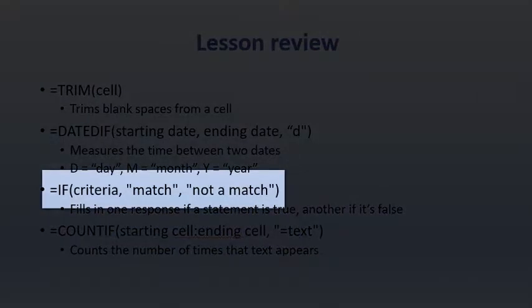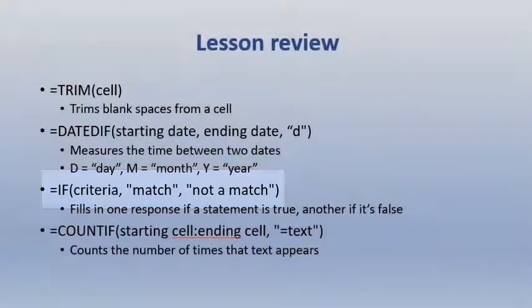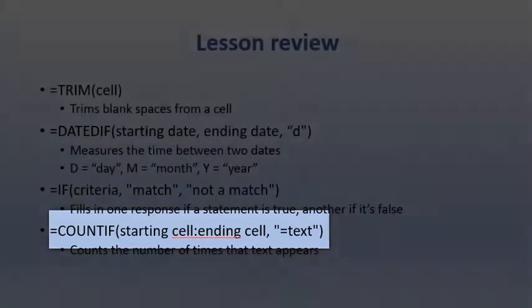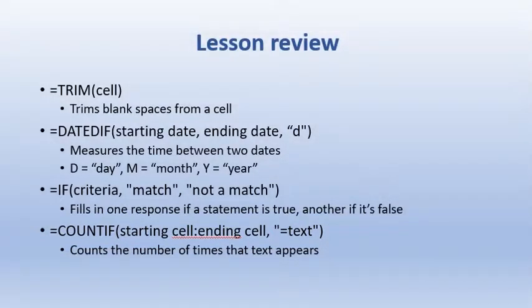And then the IF-THEN statement. If, quote, one criteria, comma, then it was a match. But if it didn't happen, then comma, not a match. And this fills in one response if a statement is true, and another if it's false. And of course, you had the COUNTIF statement. So equals COUNTIF, your cell range from the starting cell to the ending cell, and how many times that certain text, like non-residential or residential, appeared. And that counts the number of times that certain text appears.